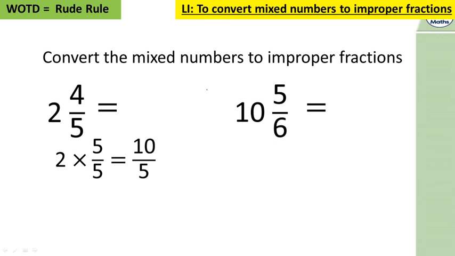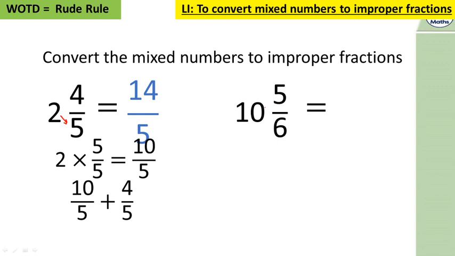Okay, so here we have 2 lots of 5 fifths for the wholes, which is 10 fifths. And then you add the 4 fifths, so you're going to get 14 fifths. So thinking about that, 2, the whole number, multiplied by the denominator, 2 times 5 is 10, add 4 is 14, 14 fifths. Remember, the denominator is always going to stay the same.